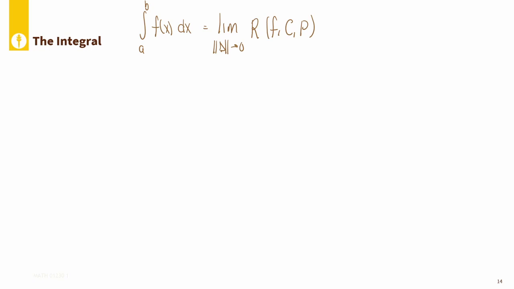Then you pass that through a limit as the norm of the partition goes to 0. The norm of the partition is defined to be the length of the largest partition. In the case where each subinterval in the partition has the same length, we then say that the partition is regular. And in Calc 1, if you studied it, you studied 3 special Riemann sums: right endpoint, left endpoint, and midpoint.